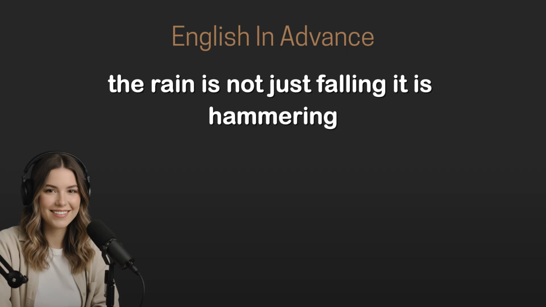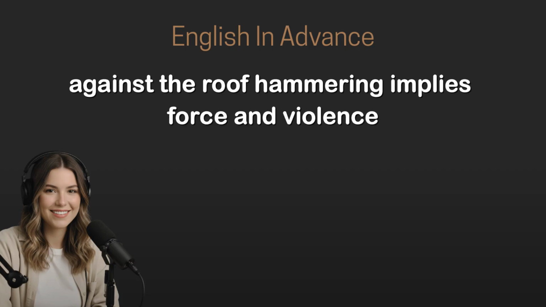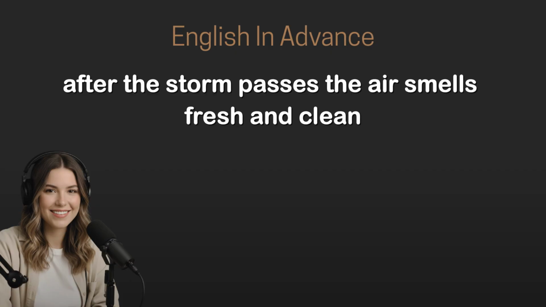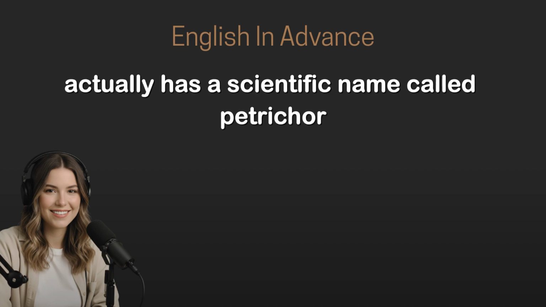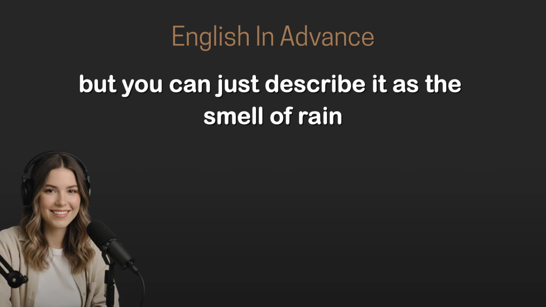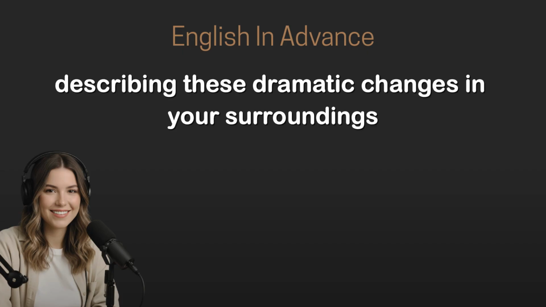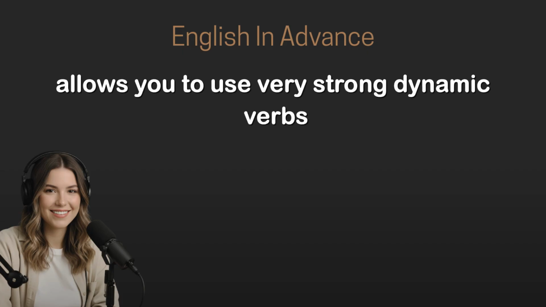The rain is not just falling, it is hammering against the roof. Hammering implies force and violence. After the storm passes, the air smells fresh and clean, like wet pavement. This smell actually has a scientific name called petrichor, but you can just describe it as the smell of rain. Describing these dramatic changes in your surroundings allows you to use very strong dynamic verbs.